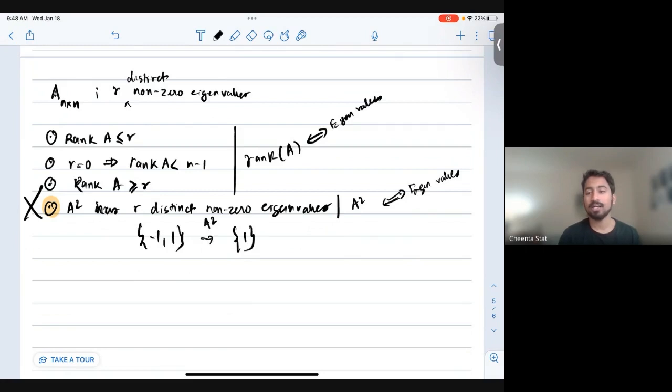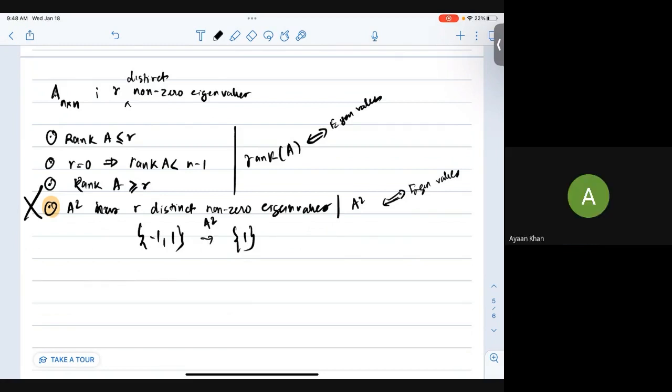Any idea? Yeah, Ayan? Sir, one of the ways we could connect the two is that rank is related to determinant, and determinant is related to rank. Determinant is related to eigenvalues being zero and non-zero. So that way.